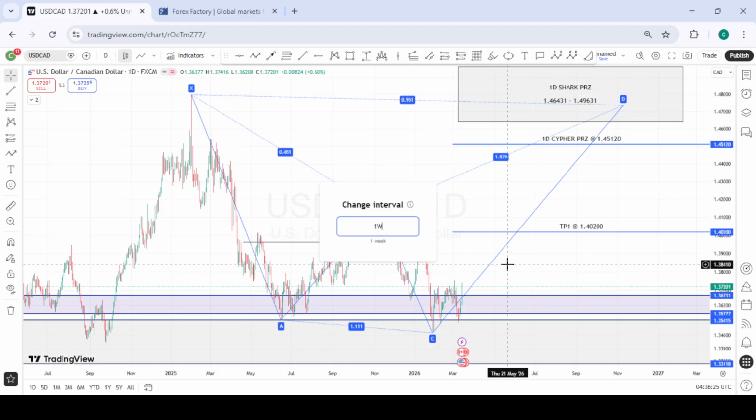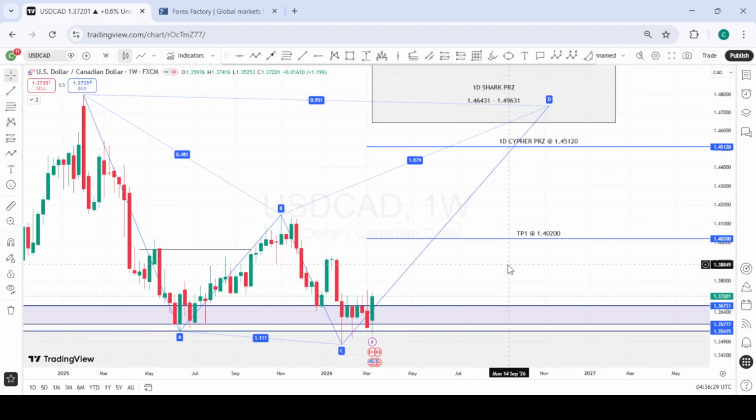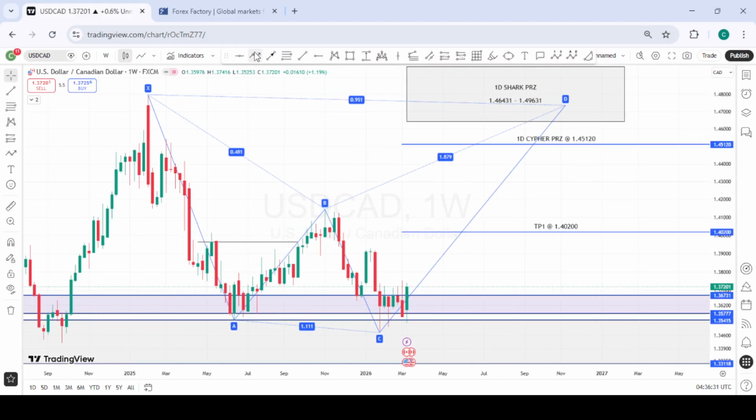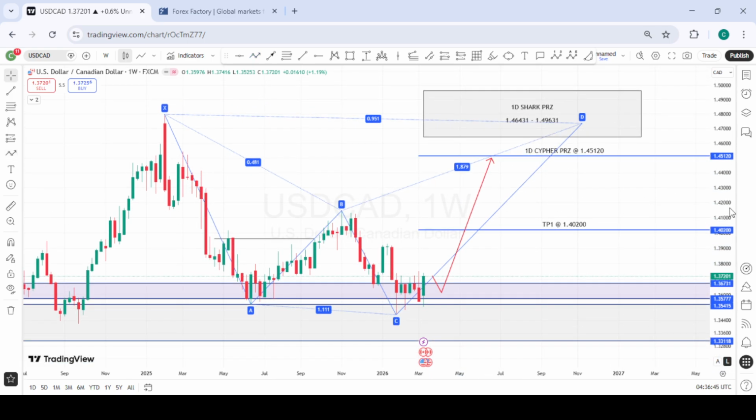So going into next week, we'll be looking forward to a possible pullback into this area of interest to give us buying opportunities. We're going to have this as our first target, our second target will be our Cipher pattern, and our third target will be the Shark pattern potential reversal zone. So we are currently bullish for USDCAD.